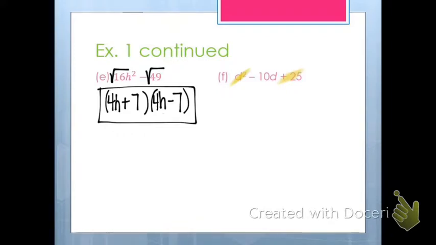How many parentheses should be in our answer? Raised to the second. All right. What sign's in our answer? Negative. Remember, first sign in the problem becomes the sign in your answer. And how do we find our terms here? Noah, what are we square rooting? D squared and 25. So what is the square root of D squared? And the square root of 25 is 5.